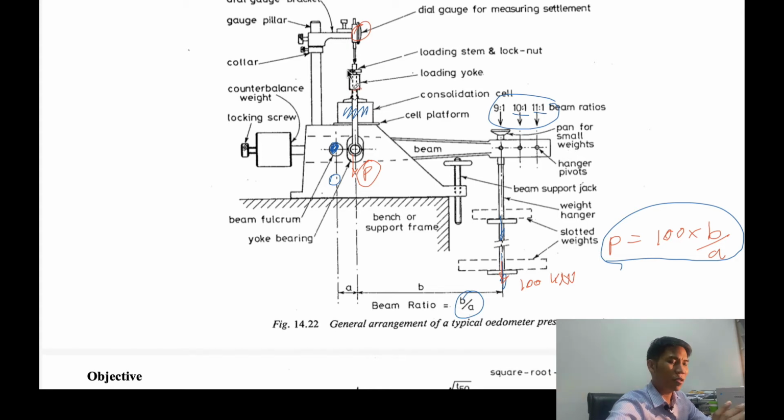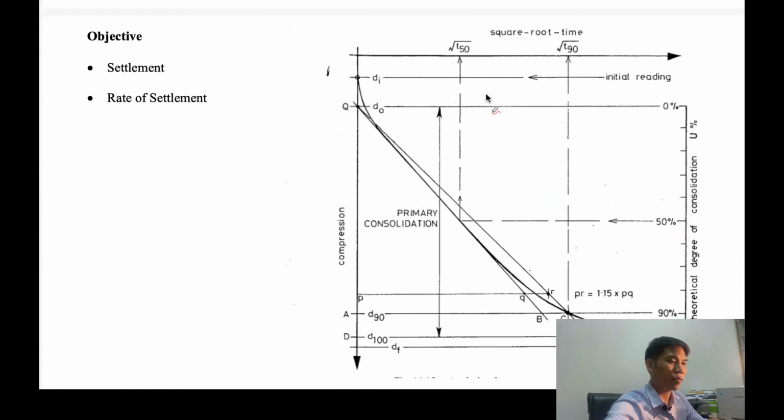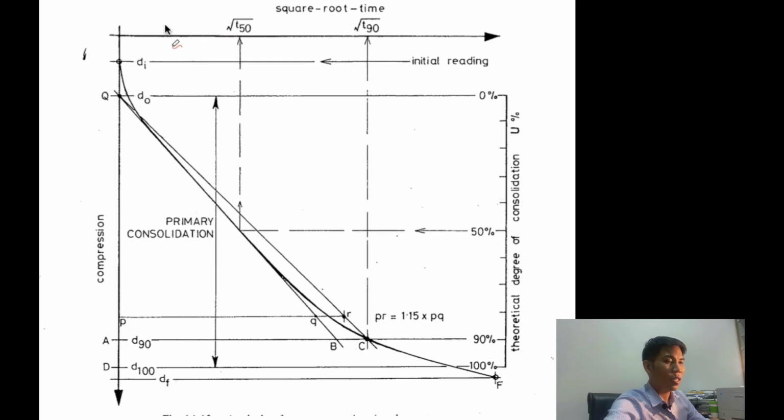When you record the settlement from the dial gauge, the result is something like that. The x-axis is the time that you monitor. In our lab, we will monitor for about 24 hours. And the y-axis is the compression, or the settlement of the soil.